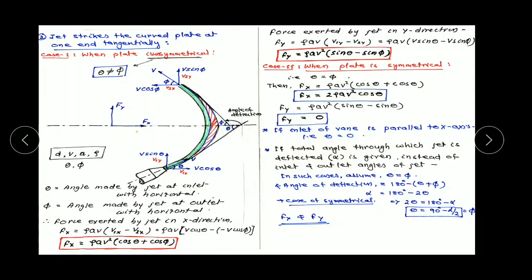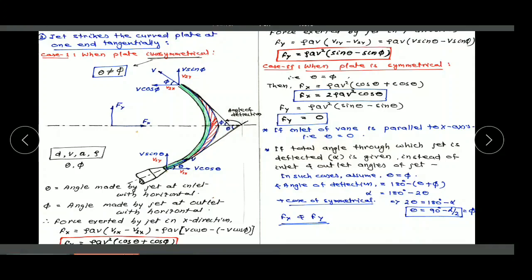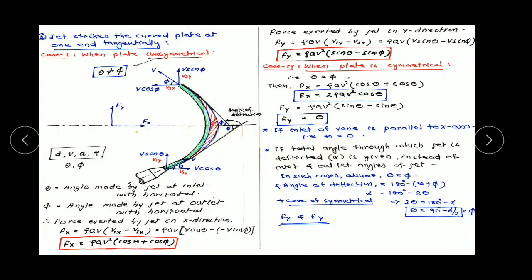Unsymmetrical and symmetrical mean the angles theta and phi. Angle theta is the angle made by the jet at inlet with the horizontal. This is theta. And phi is the angle made by the jet at outlet with the horizontal. If theta and phi are equal, then we can say the plates are symmetrical. But when theta is not equal to phi, then the plate is unsymmetrical. Let's start case 1, when the plate is unsymmetrical.